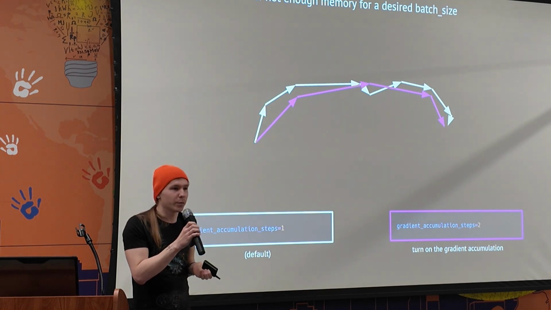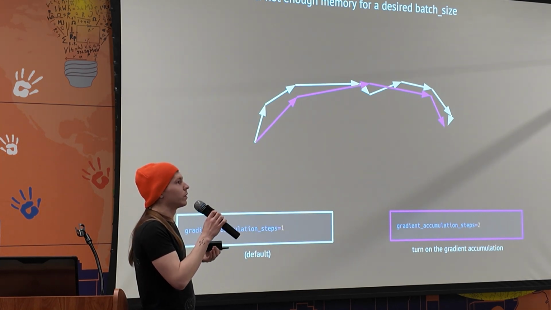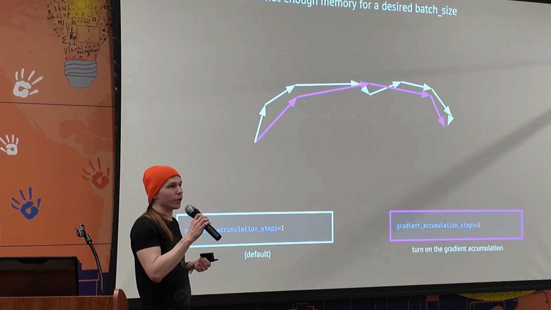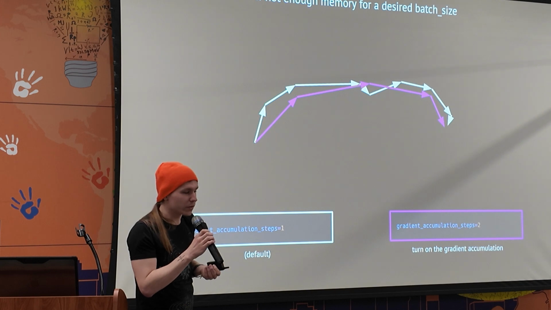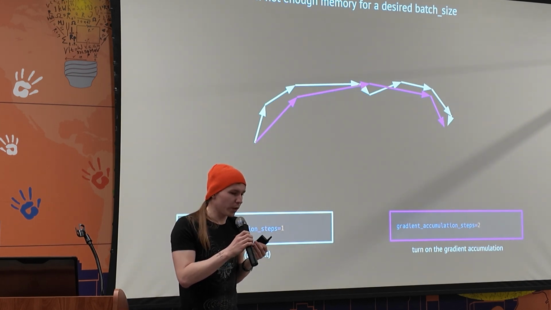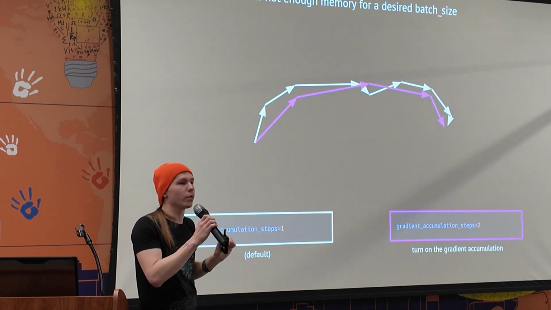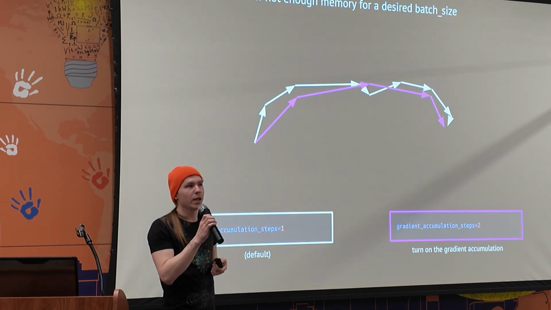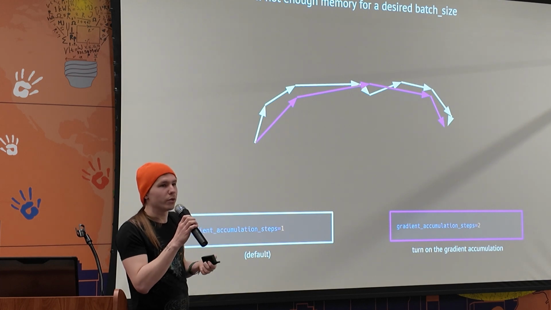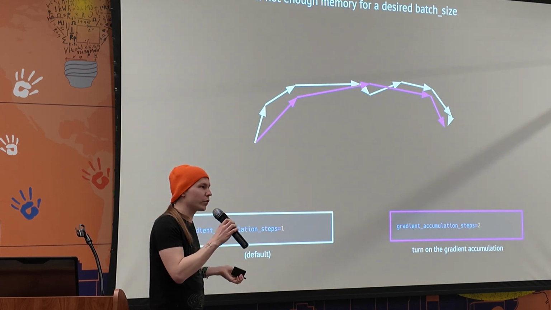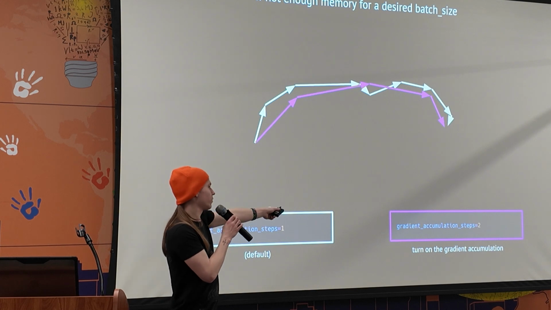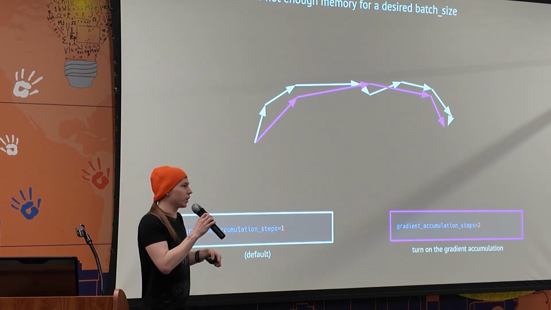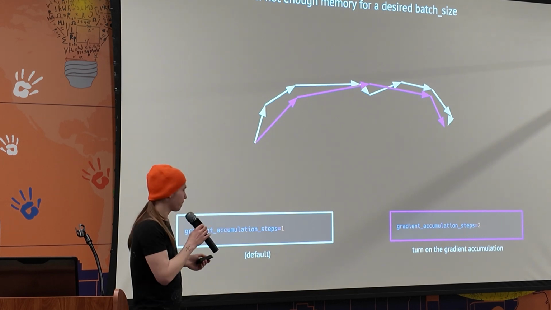we will make fewer steps, but we will sum the gradient values for each point. This means that we can simulate training with a bigger batch size. For instance, if I have batch size 16 and the batch size 32 I want to train with doesn't fit into my memory, I can just set gradient accumulation steps equal to 2. It will still be an approximation, but sometimes it helps.